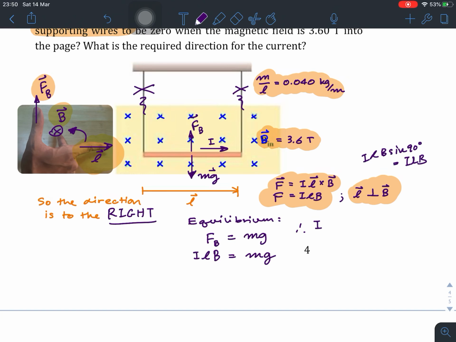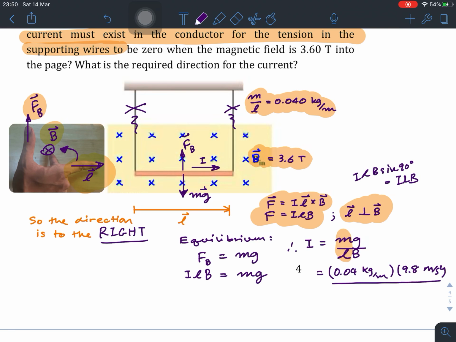So finally, the magnitude of the current I can be written in terms of mg over LB, in which m over L is already given as 0.04 kilogram per meter, times g, which is 9.8 meter per second squared, and then divided by B, the magnetic field. This is already m over L, so L is finished. B magnetic field is 3.6 Tesla. After the calculations, we should get the current I as 0.109 ampere, and that's our answer.